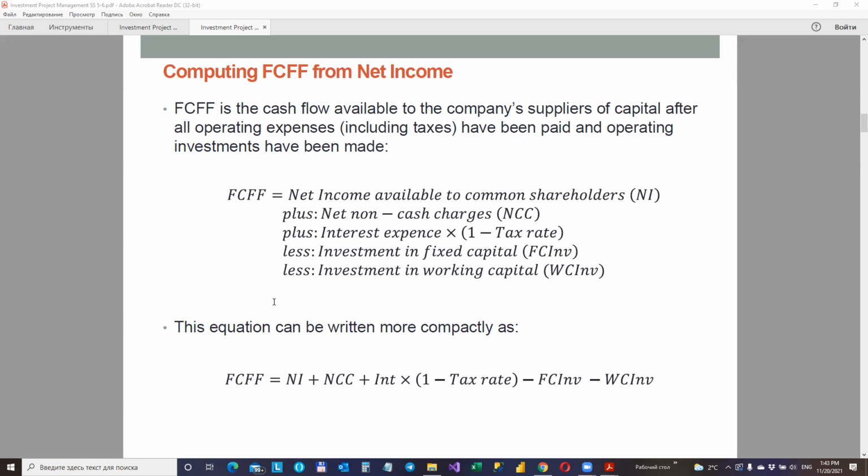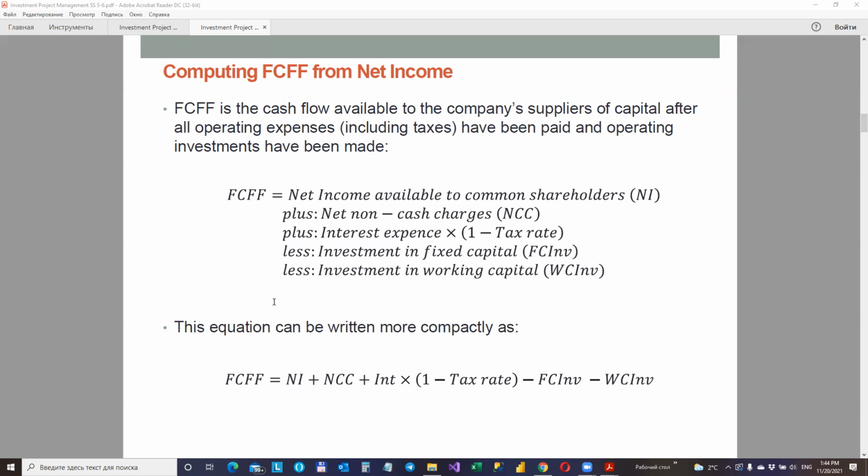Let us consider each component of the free cash flow to the firm. The starting point in this equation is the net income available to common shareholders, usually, but not always, the bottom line of an income statement of your financial statements. It represents income after depreciation, amortization, interest expense, income taxes, and the payment of dividends to preferred shareholders.